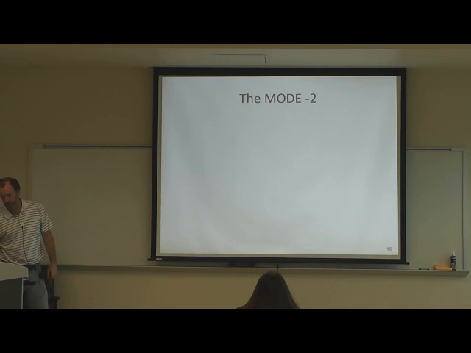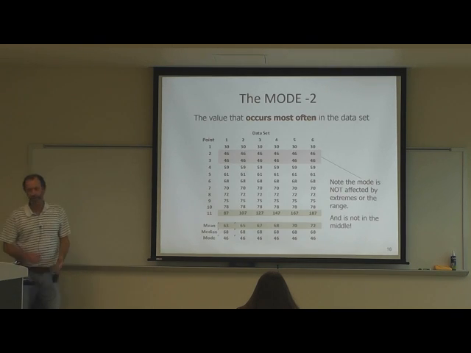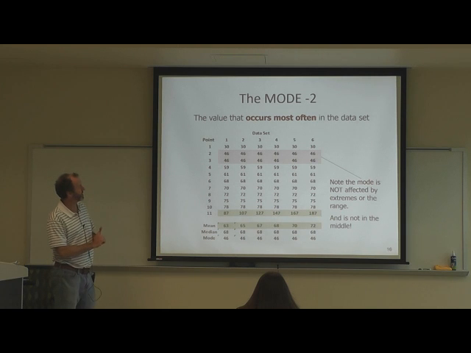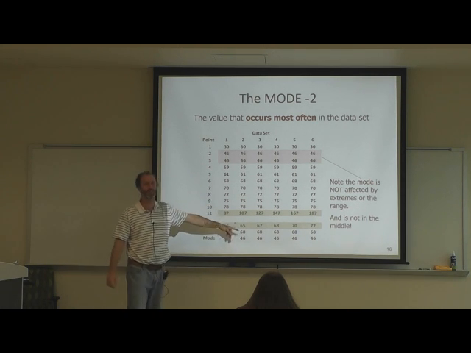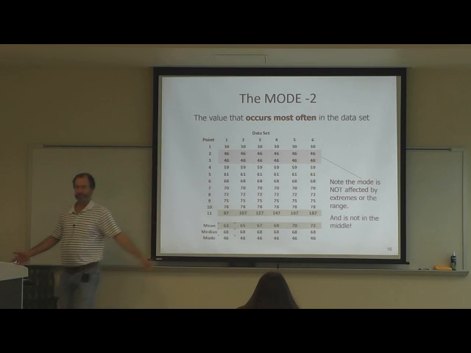So the mode is the value that occurs most often in a data set, and it's not affected by extremes, and it's not necessarily the middle, right?